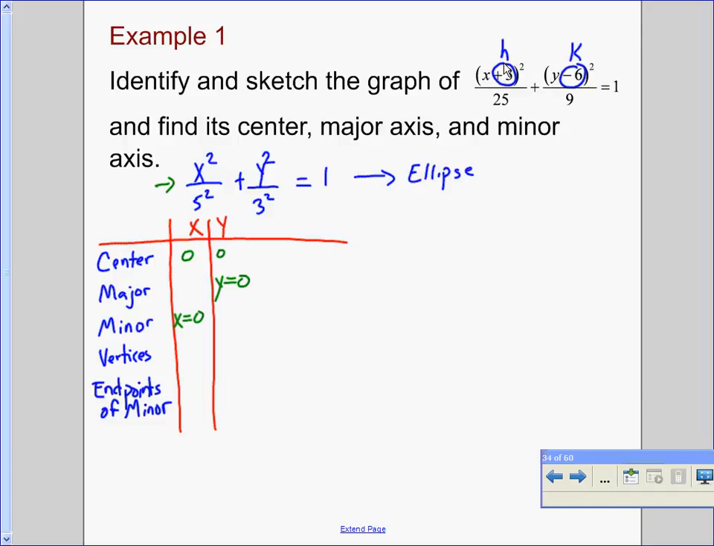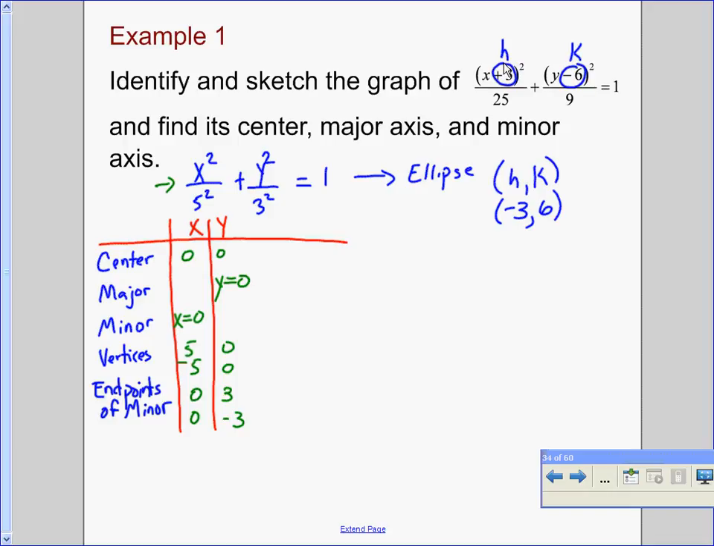That makes our vertices, if we look at our 5 squared, 5 to the left and 5 to the right of the origin. So we've got 5, 0, and negative 5, 0. And then the endpoints of the minor axis are going to be above and below the origin. We use the 3 squared, so 3 above and 3 below: 0, 3, and 0, negative 3. And now from here, we're going to ask, what was our transformation? Our h, k was the point negative 3, positive 6.